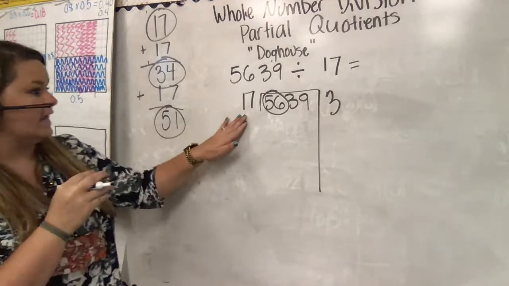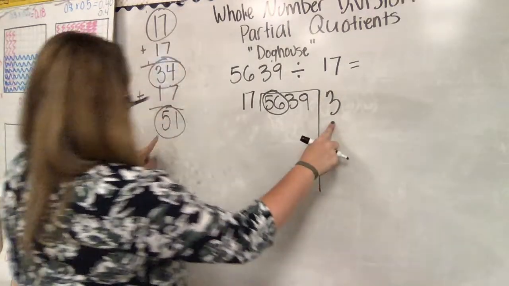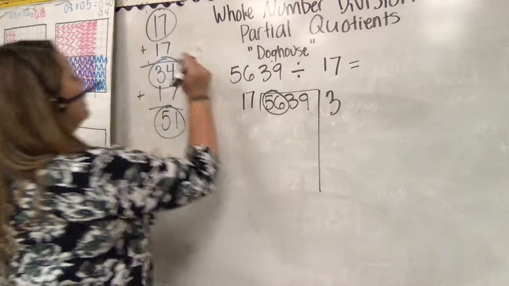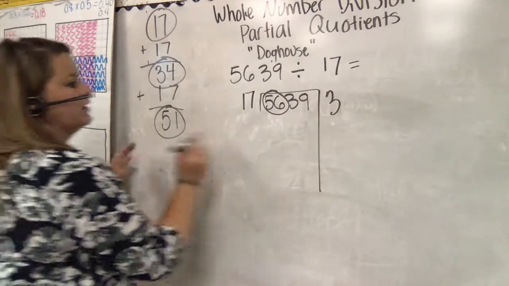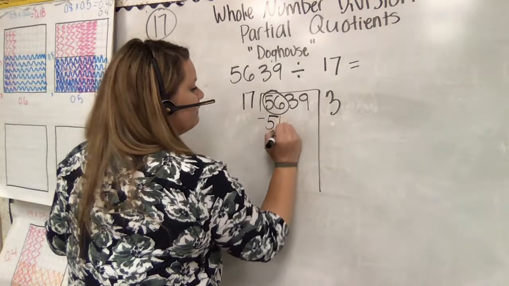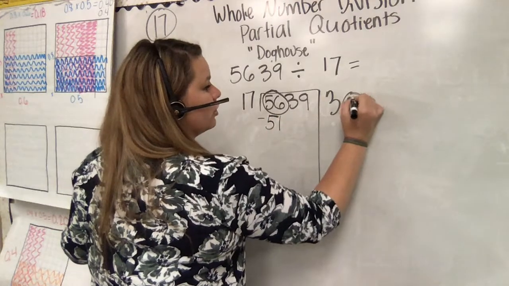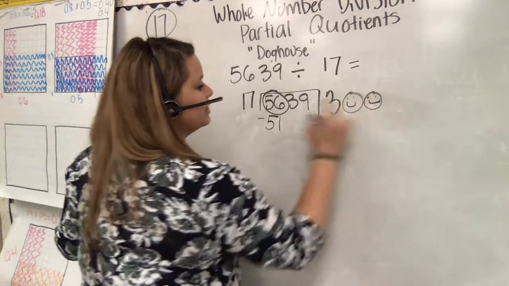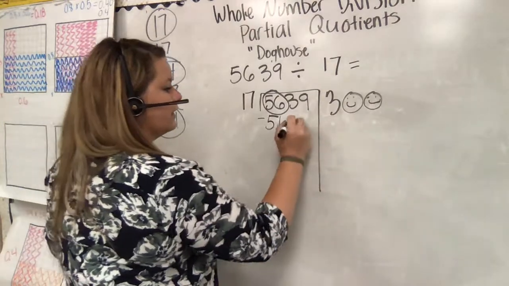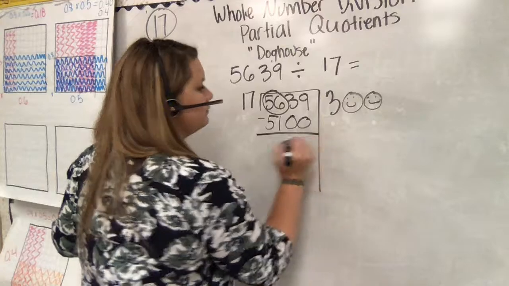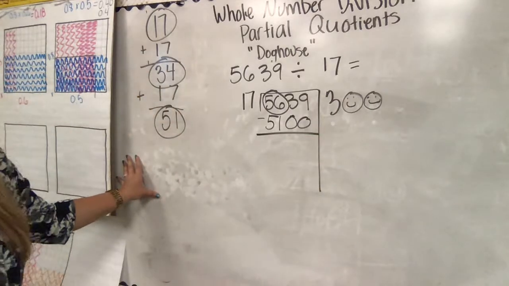So 17 times 3 is 51. And notice I can just count my circles to see that. 1, 2, 3 is 51. But we can't forget to put our smiley faces to hold our place. There are 2 digits that we didn't circle, so I need 2 placeholders here. Same here, just like that. Okay, and then we're going to subtract.